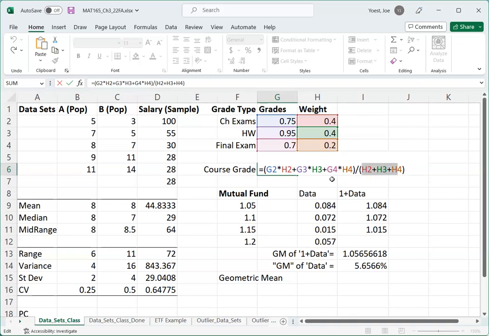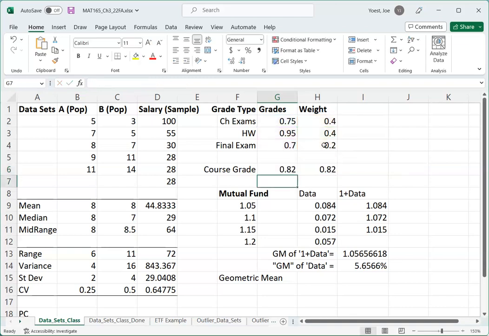In this case, if I didn't divide by the sum of the weights, I would end up dividing by 1, so I would still get the same answer, but it is good practice to write the formula correctly. That way, if you go in later and change something, say you decide you wanted this to be a 0.1, this does update.